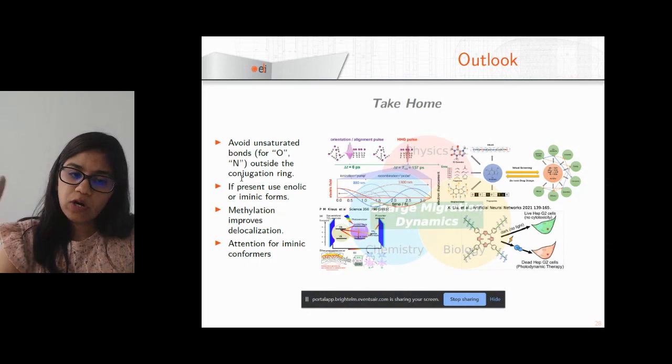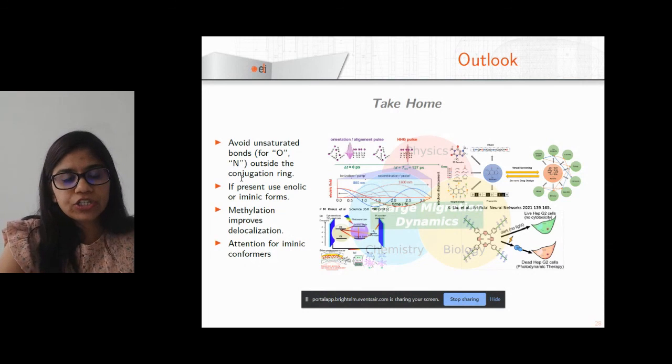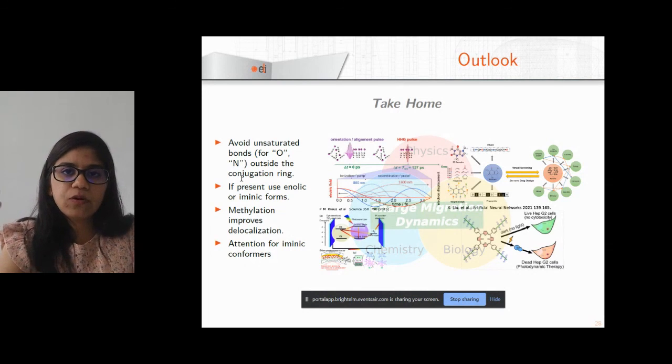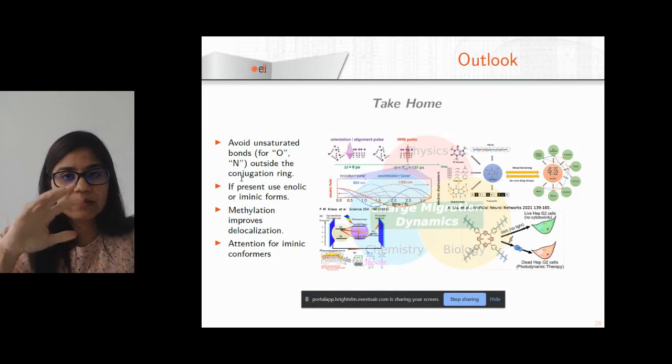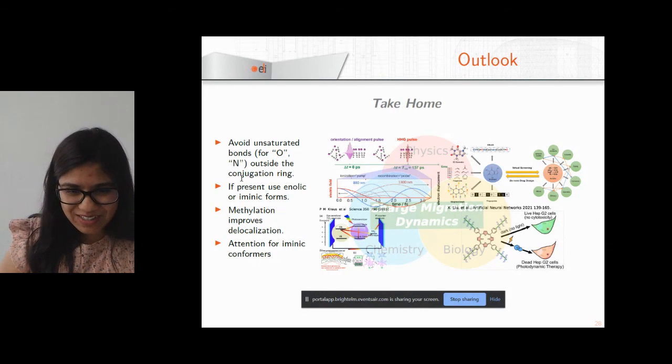So if you want it more delocalized, then first you can avoid having them outside the ring or outside the conjugation. And if you have them, then it's better if you use the enolic or the tautomeric form, like enolic or iminic form. In this case, methylation will certainly improve the delocalization. And please be aware when you check the conformers of these systems.